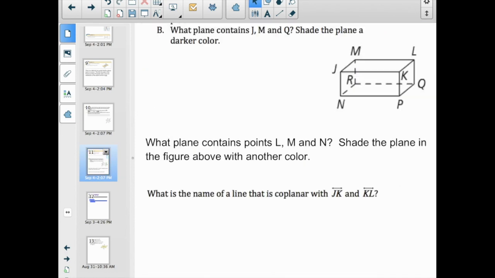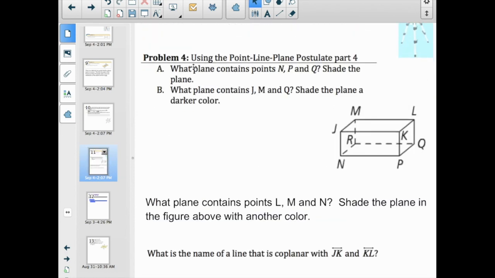All right, so I'm going to show you this, and then we'll wrap this up. It says, what plane contains points N, P, and Q? So shade the plane. All right, N, P, and Q, I go find them. N, P, Q, connect the dots. Well, there's also a 4th letter on there, R. That'd be that one, okay?